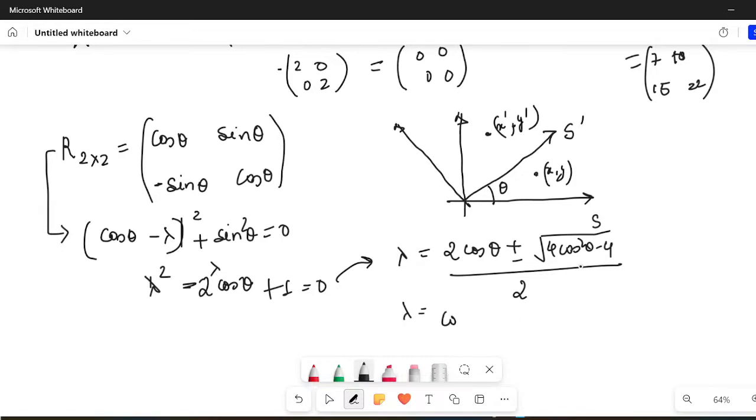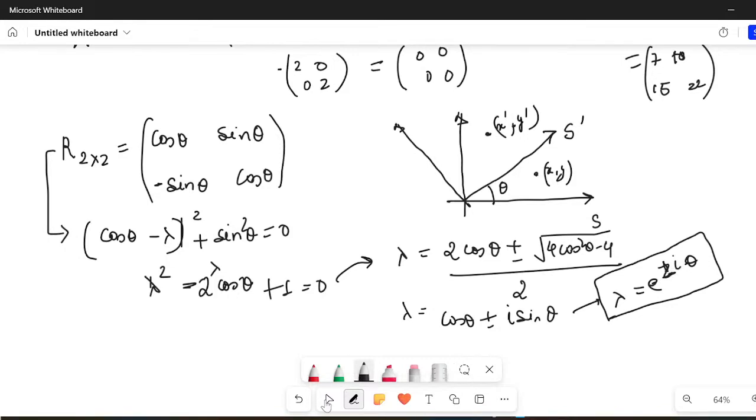Always remember this. This is quite famous. So always remember the eigenvalues for this equation. Eigenvalues for these equations are lambda equal to e raised to the power plus minus iota theta. This is something I just told you for the sake of telling you. So always remember that for the 2 cross 2 rotation matrix, the eigenvalues are lambda equal to e raised to the power plus minus iota theta.